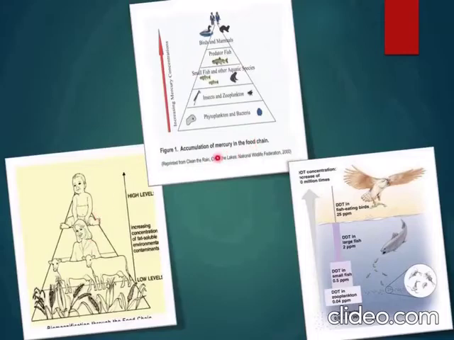Similarly, accumulation of mercury in the food chain. These are the phytoplankton and bacteria, then insects and zooplankton take them, then small fish and aquatic species, then predator fish, then birds and mammals, and then human beings, right? This is DDT in water, then DDT in zooplankton, then DDT in small fish, then DDT in large fish, and then DDT in fish-eating birds. Okay, and DDT concentration is increasing step by step.